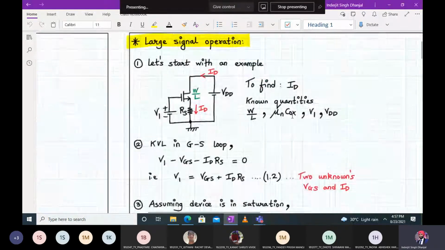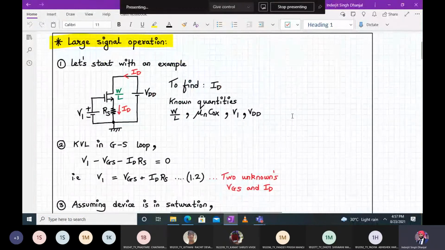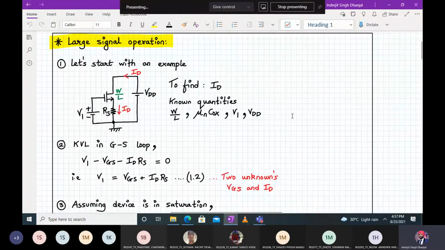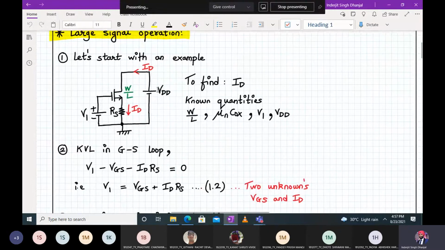Now a very, very important concept coming up, the large signal operation. Very important concept. So let's start with an example. What we know about the MOSFET is that it will have an aspect ratio W by L, and the current flows through the MOSFET. And let's just say that we have a resistor RS connected at the source terminal. Let's just consider this an example.